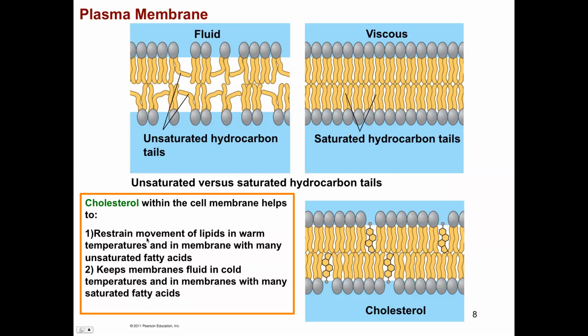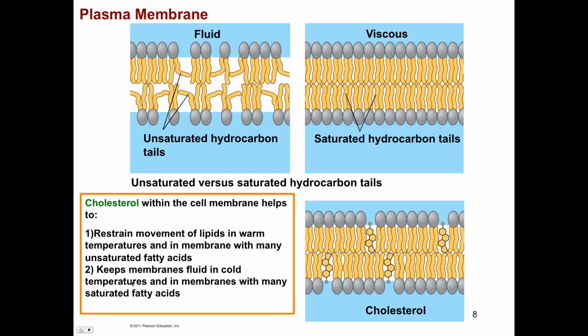Well, cholesterol restrains the movement of lipids in warm temperatures and in membranes with many unsaturated fatty acids. I said to you that this is very liquidy already. So if you stick in some cholesterol there, you can see it's going to stabilize these tails, so it will keep it a little bit more solid when it's warm. And you know, oils, when the temperature goes up, get even more liquidy. You don't want that to happen because then your cell membrane will be too liquidy. It needs to be just the right consistency to function properly, all right?